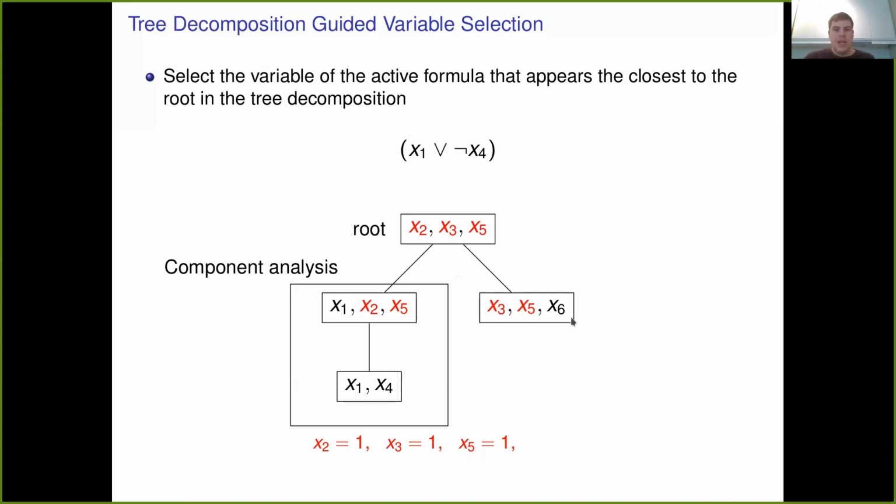Okay, and let's say now we go into this component with x1 and x4. Now in this component, the variable closest to the root is x1. So next we branch from x1, and note here, we cannot branch from x4. So it's unique that the x1 is closest. So we branch from x1 next, and then we got the empty formula, and then everything happens again.